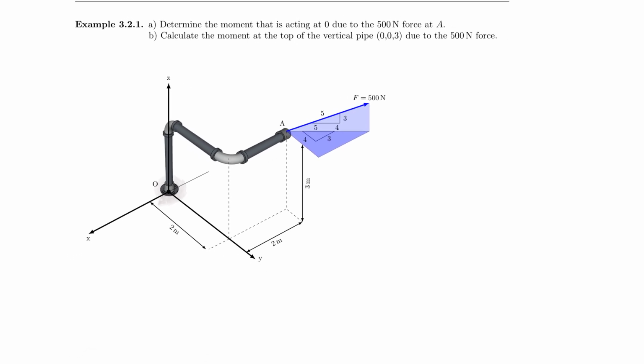And what do we need, right? So always start out with the formula. We need M about O in this case is a vector which needs to be equal to r cross F. So how do I do that? Remember, I need rx, ry, and rz. So that is one thing I need to find. And I also need to find Fx, Fy, and Fz.